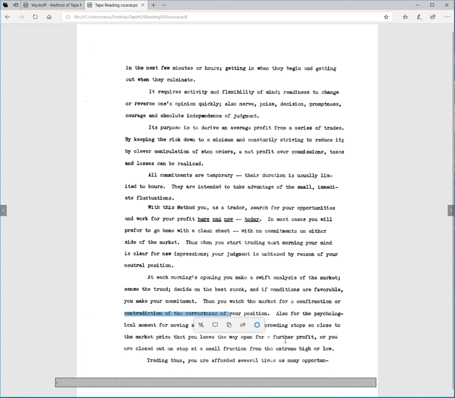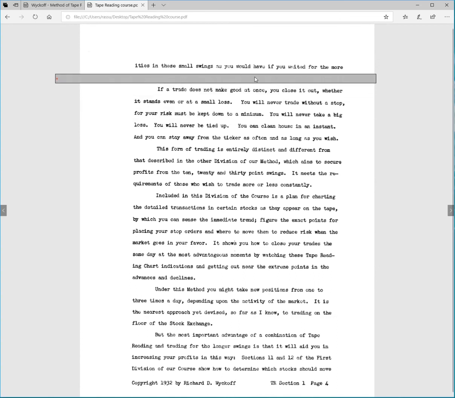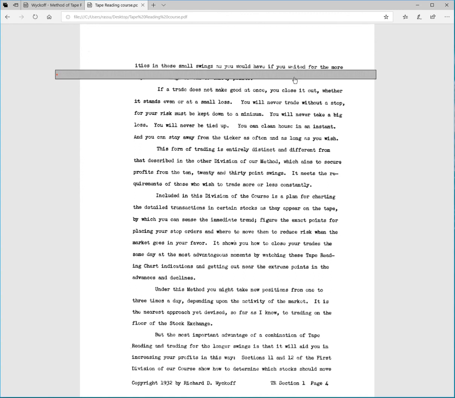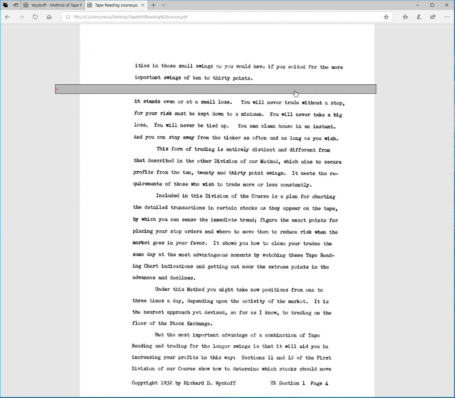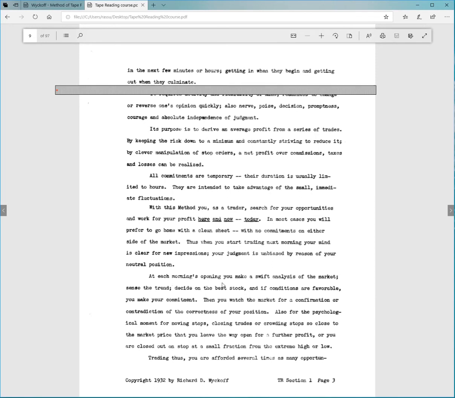Thus, you are affording several times as many opportunities. You are not trading that many in a day, but in these small swings you have, if you wanted, the more important swings of 10 to 30 points. Let's go back to that. Trading, thus, you are afforded several times as many opportunities.